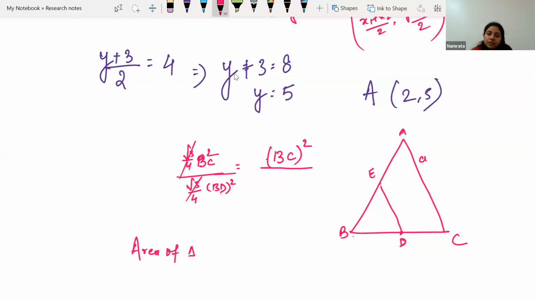In the numerator we have BC square. In the denominator we will have half of BC, whole square, which is 1 by 4 BC square. So 4 BC square by BC square, so 4 is to 1 you have got, right? Yeah, ma'am. Yeah, that's perfect. This is how we'll be finding it. Yes, ma'am.